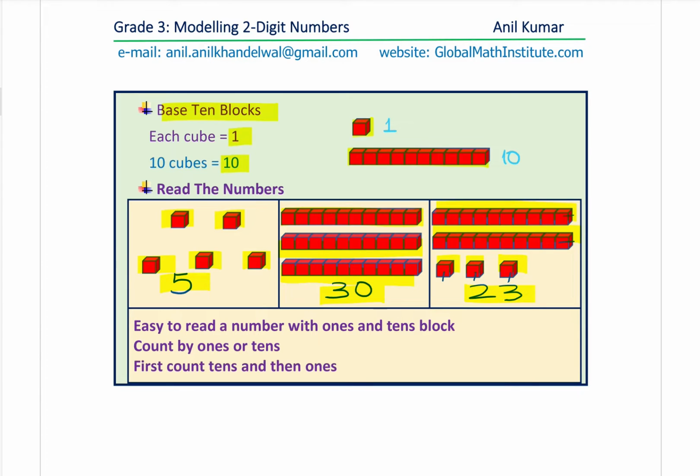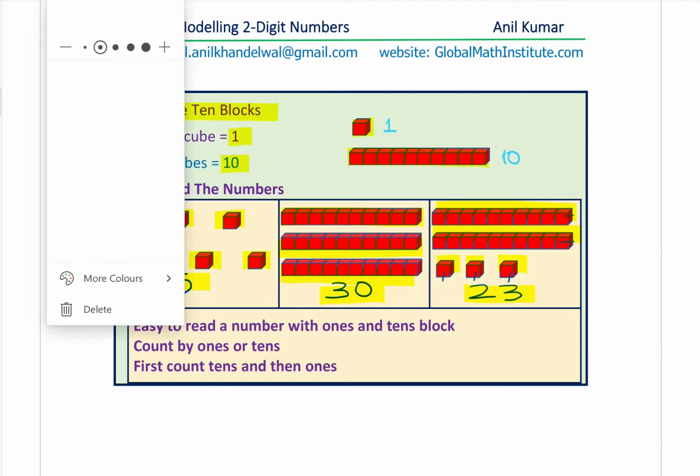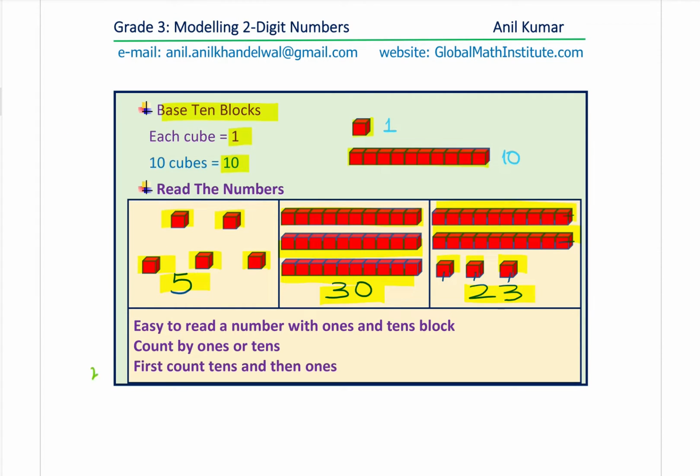So I hope now it is absolutely clear and you find it easy to count and write, correct? So it is easy to read the numbers with ones and tens blocks. So that is the whole idea. Count by ones or tens as we did. First count by tens and then by ones. That is what you should remember. It is very easy as we did here, right? I hope you got it.